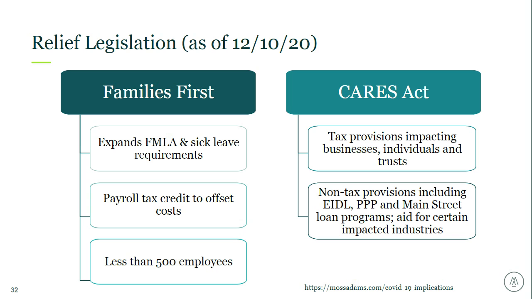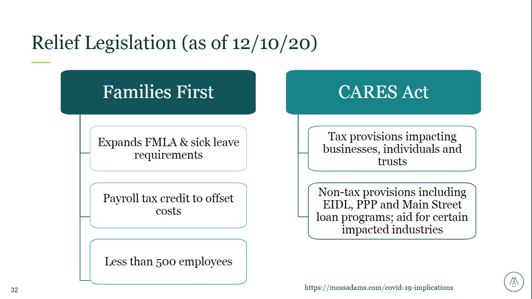What the Families First Act did is it expanded the Family and Medical Leave Act and sick leave requirements, essentially mandating that employers with less than 500 employees had to provide 2 weeks of paid sick leave, as well as some family medical leave. But they also did provide payroll tax credits to offset those costs. We'll take a look at those in a little bit more detail right after this slide, and how you might be able to take advantage of those even at year end.